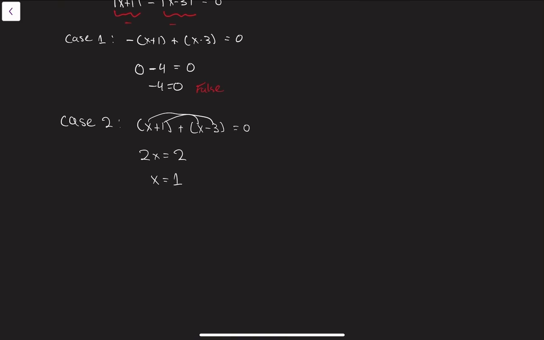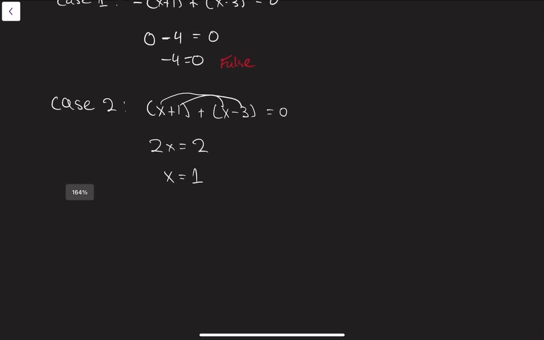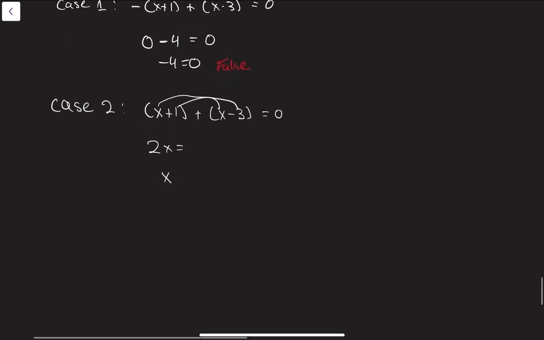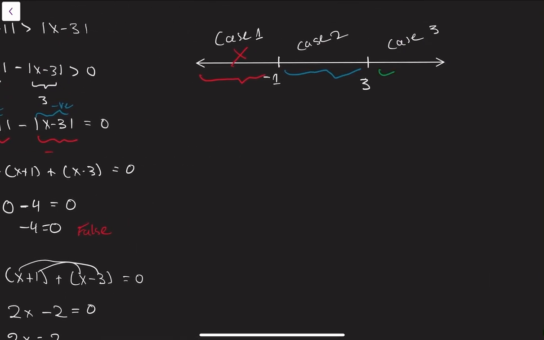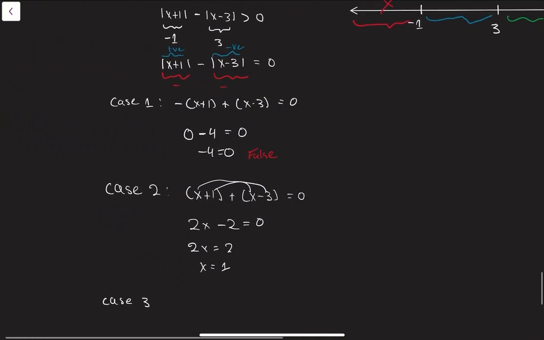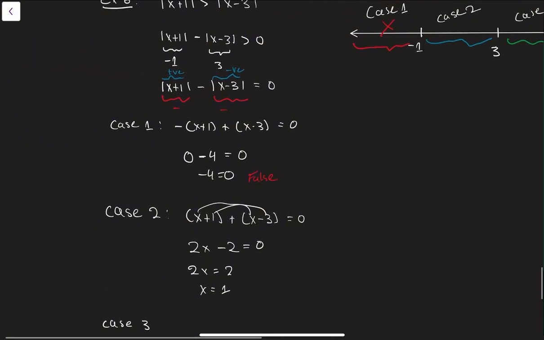Perfect. So checking the last case now. Ooh, did I make a mistake, I think? Yeah, that's not true. 2x, I guess I'll go slower, becomes minus 2 is equal to 0. 2x is equal to 2. X is equal to 1. Yeah, just noticed that last second. So now that we have x is equal to 1, let's check the last case, case 3, where we're in the positive region. We're here. We know that both of these, x plus 1 and x minus 3, are positive.